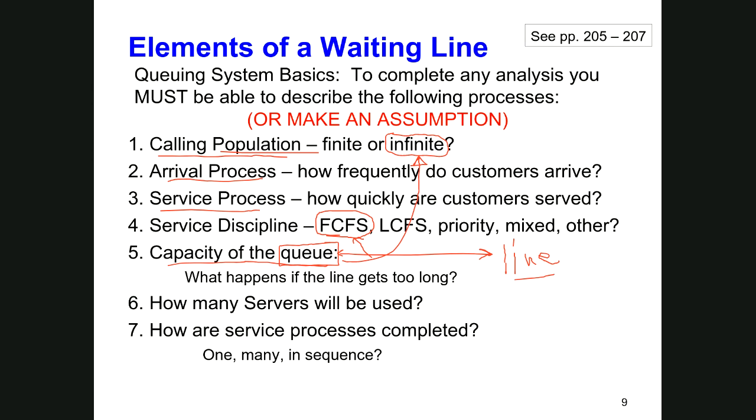Again, as we've already seen, how many servers are we going to use, and how are the service processes completed? For our case, we're just going to look at the case where there's just one service. There's not several services. They're not in sequence. They're not in random order. There's only one service, and that similar service is provided by however many servers we have.